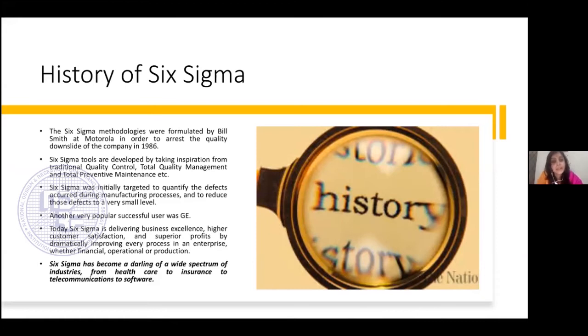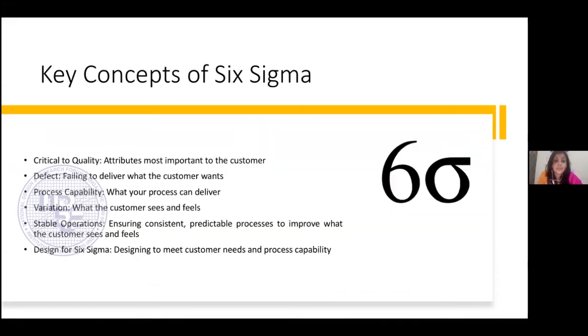What are the key concepts of Six Sigma? This is very important for us to know before we get into some of the models that Six Sigma provides. Some of the common terminologies used in Six Sigma: critical to quality, called CTQ. What is CTQ? These are the attributes that are very important for the customer to be satisfied. These are defined by the customer, right?